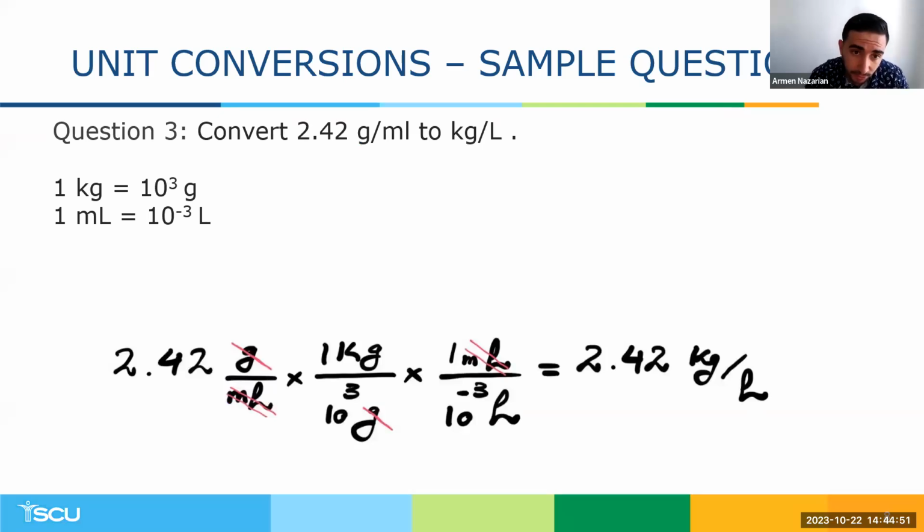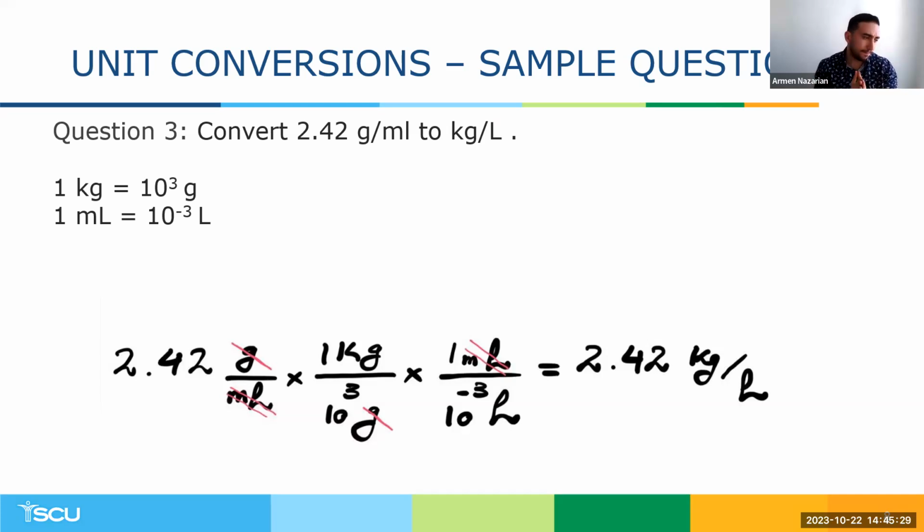Now, sometimes there would be more than one conversion to be done. The method stays the same. If you're converting more than one unit, or you're converting using more than one conversion factor, you're going to have to do it one step at a time. For example, in this question, we're converting first grams to kilograms and second milliliters to liters. So we have to establish a conversion factor for each of those. 1 kilogram is 10 to 3 grams, and 1 milliliter is 10 to negative 3 liters.